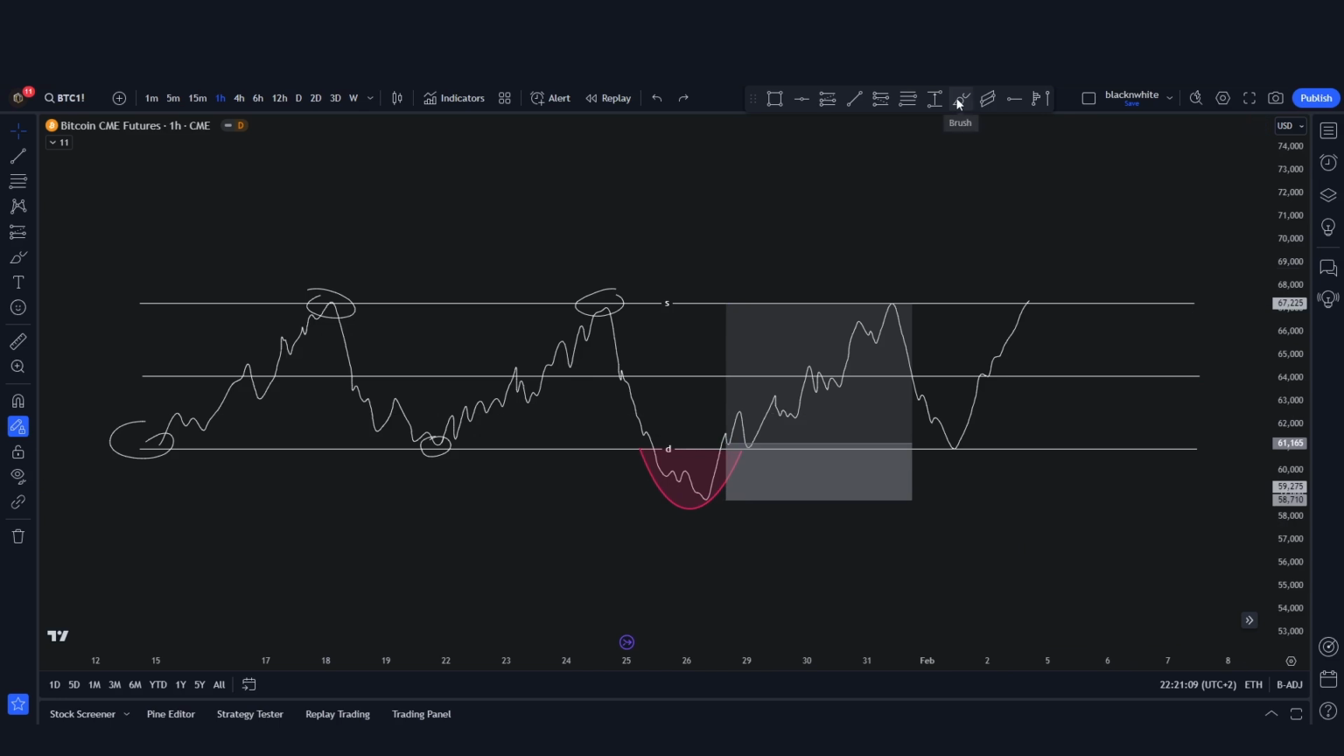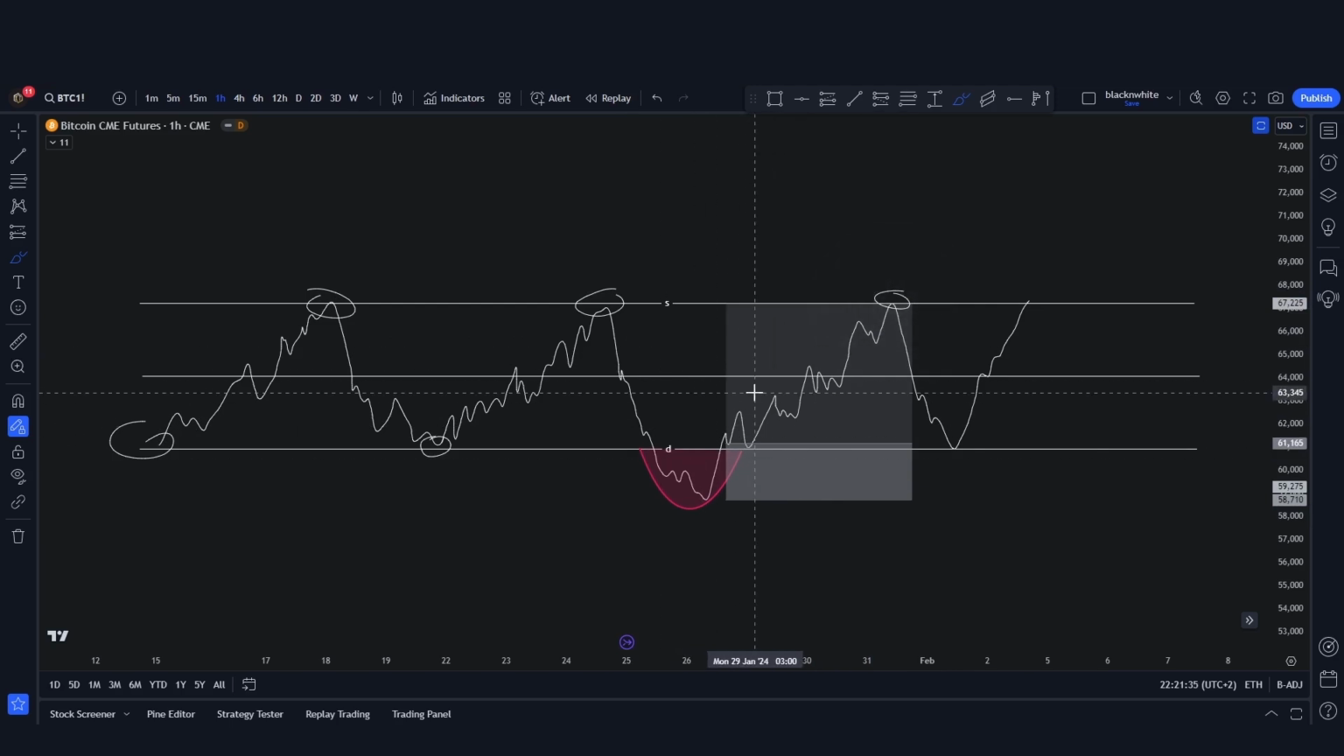And why I say invalidation level is because if price were to go even lower and break this down here, this would mean that this range is broken and we are shifting into a downtrend, right? Because we have just created a lower low. As long as price stays stable, your target is going to be this, and this is the kind of trade that you want to approach.